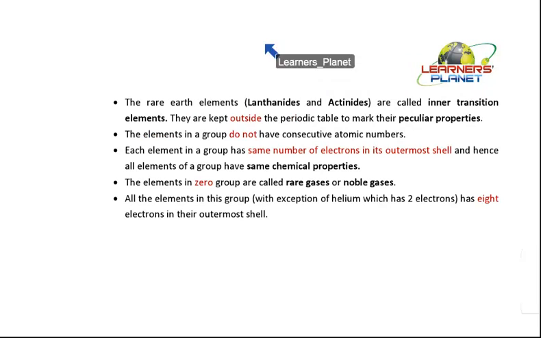There are a few more. The rare earth elements like lanthanides and actinides are called inner transition elements, and they are kept outside the periodic table to mark their peculiar properties. The elements in a group do not have consecutive atomic numbers. Consecutive means continuous. Each element in a group has the same number of electrons in its outermost shell, and hence all the elements of a group have similar chemical properties.